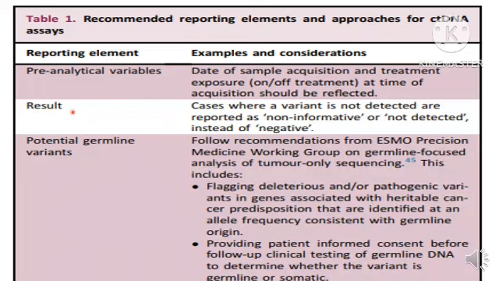How to write your result? You should not write negative, because cases where a variant is not detected should be reported as non-informative or not detected, because the limit of detection is low and there are chances of false negative results because your input DNA is highly variable. There are many factors like patient factors, biological factors and tumor factors. Even for a given tumor, the mitotic activity and the degree of vascularization, everything impacts your quantity of cell-free DNA.